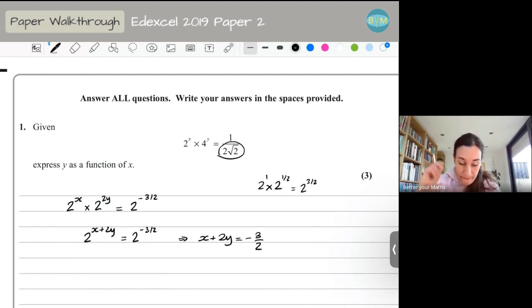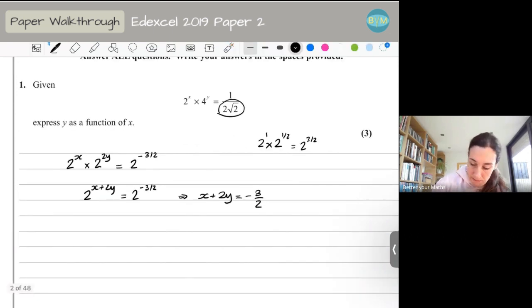Hello. And they just say, always check at the end if you are giving your answer in the way that they are telling you. In this case, it says express y as a function of x, which means we want y as the subject. Yeah, so let's make y the subject. I'm going to do 2y is going to be, x goes to the other side, so minus 3/2 minus x, and then I divide everything by 2.